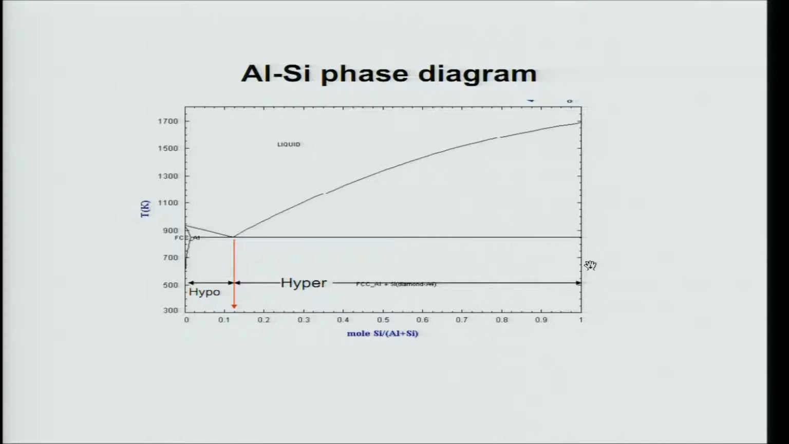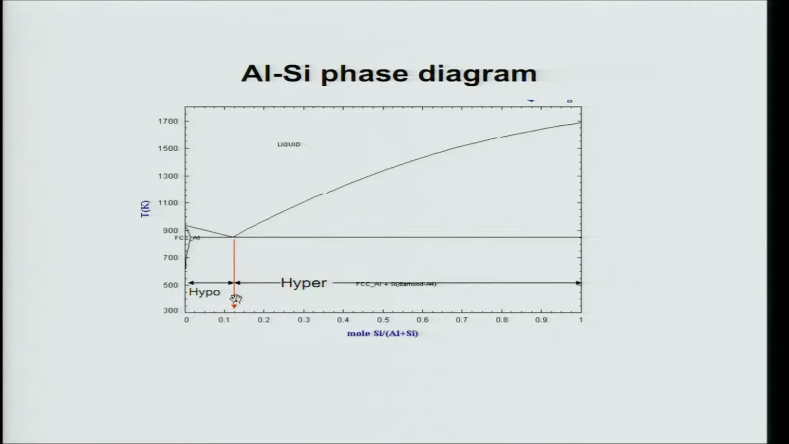In the first type of eutectic system I showed you, there is no terminal solution. In the second one, for lead-tin, there are two terminal solutions, and the third one I will show you for the aluminum-silicon system. This is the phase diagram of the aluminum-silicon system. This is the pure aluminum end, and this is the pure silicon end. Silicon concentration varies from 0 to 1, which is a fraction, so that means 0% to 100%.